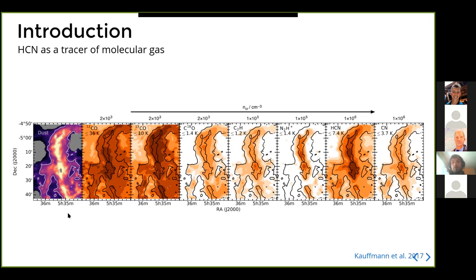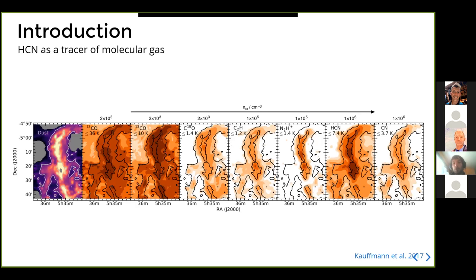And they went out to answer the question, well, what is the conversion factor between the HCN luminosity and the mass of the dense gas or the total gas mass? And they did this by comparing the HCN luminosity against the dust derived mass for the Orion molecular cloud. And surprisingly, they found a value that's pretty close to what Gao and Solomon derived from a simple model of a spherical cloud.